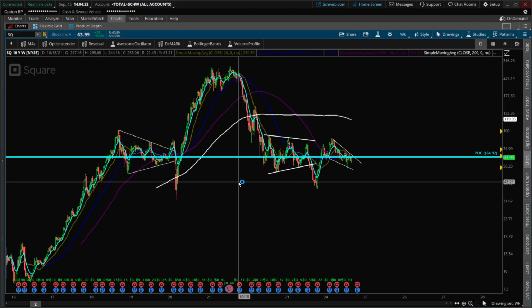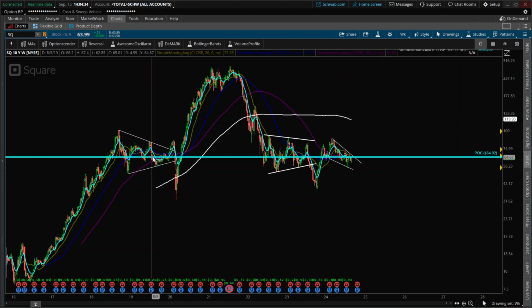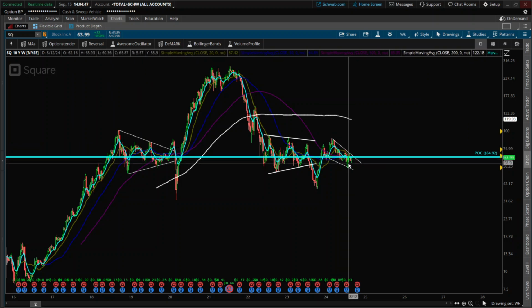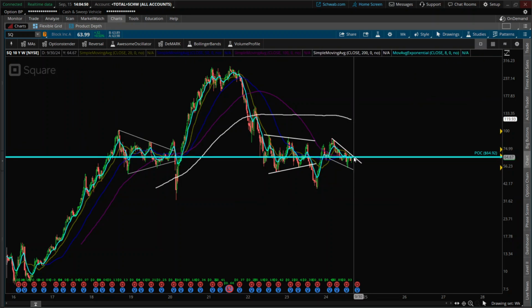So looking at a traditional technical analysis, we were at the point of control on the monthly time frame, and now on the weekly time frame, we're right at that point of control as well. You just see there's tons of trading here. If we can get back over this 65 area, break out from this bullish falling wedge, I think Square is going to be a massive move.